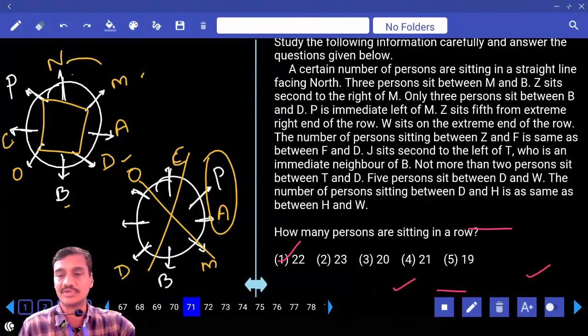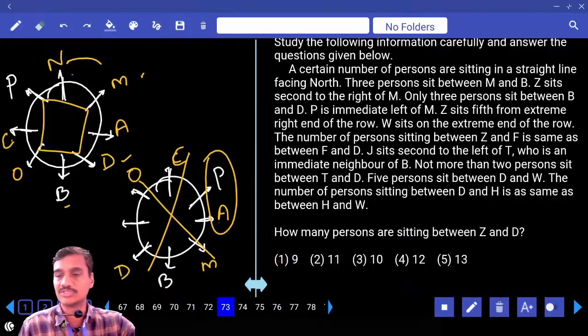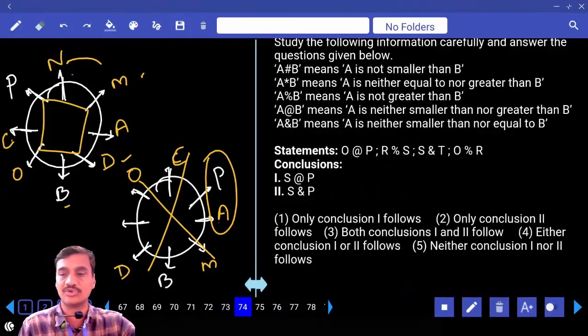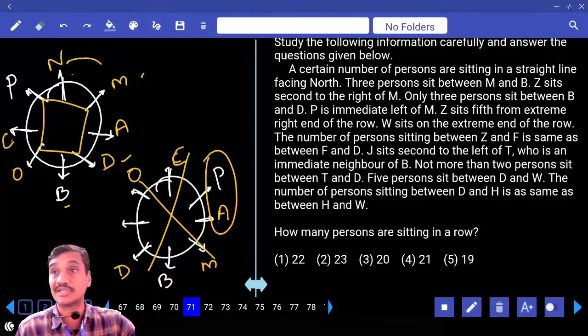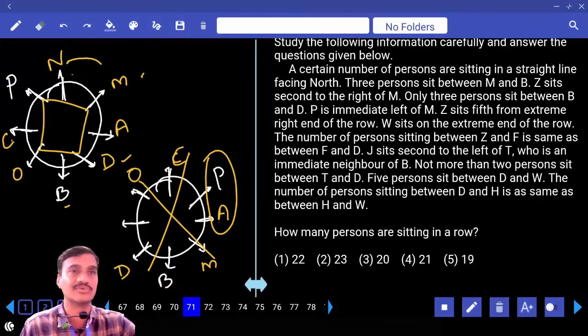Then 71 to 73. How many questions were given under this one? 71 to 73, only 3 questions. Now this is a certain number of persons. Only 3 questions were given under this one.